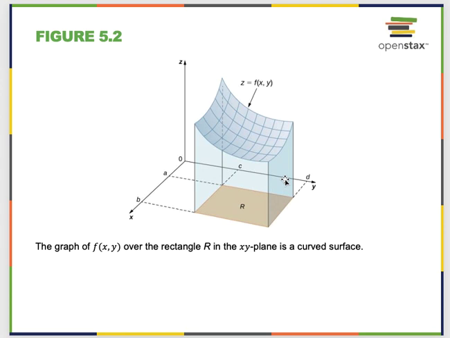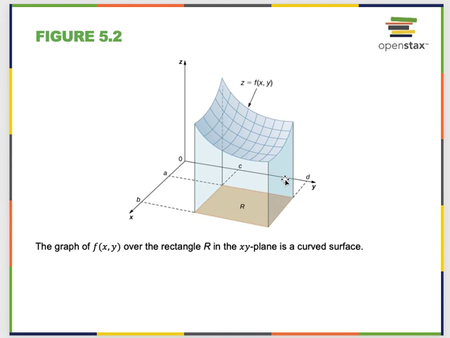Now, let's take the following situation. I've got z as a continuous function of x and y. So this forms a nice continuous surface over the rectangle R that you can see there. Okay. R is in what? A rectangle in the xy plane, of course. All right. Now let me ask you the following question here.